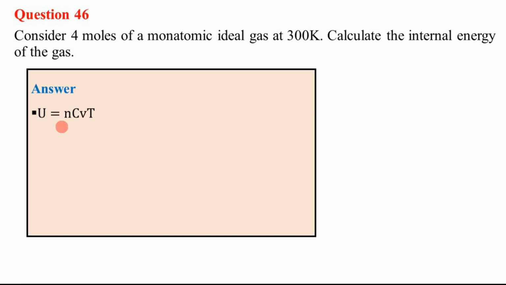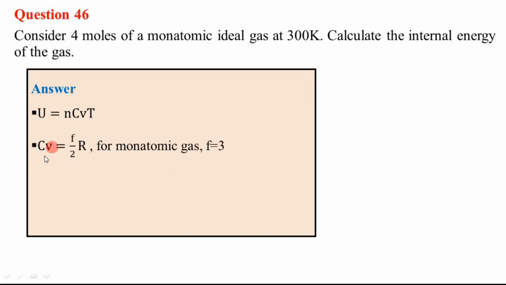So here we have the temperature, which is equal to 300 Kelvin. We have the number of moles, which is equal to 4 moles. Now we need to determine the CV. We have a monatomic ideal gas. What is the CV for monatomic ideal gas? How do we calculate the CV?